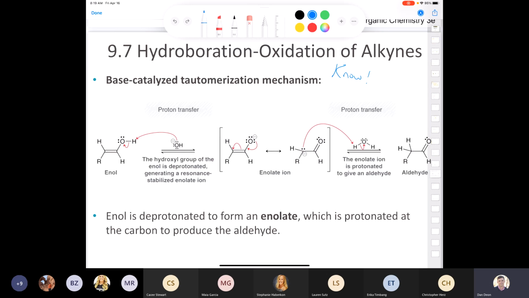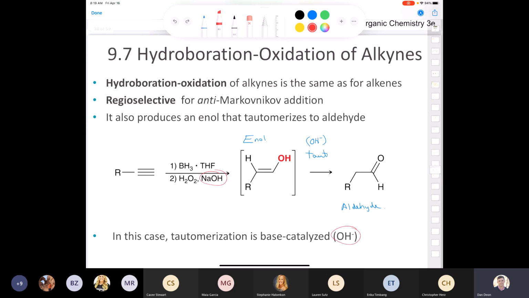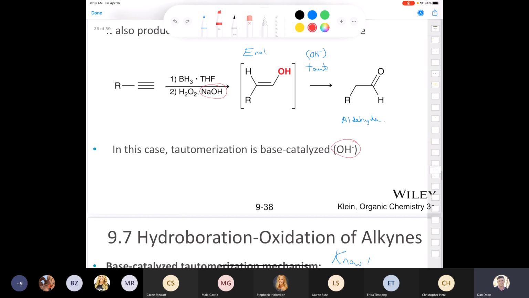Now, like many things in organic chemistry, there are some pitfalls with reactions like this, and let me show you what the pitfall is here. You are never going to use these exact same conditions to do the hydroboration oxidation of an alkyne. We will never use those exact same conditions. Let me tell you why.